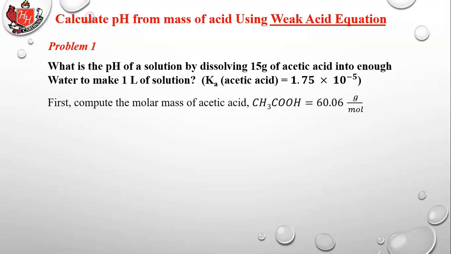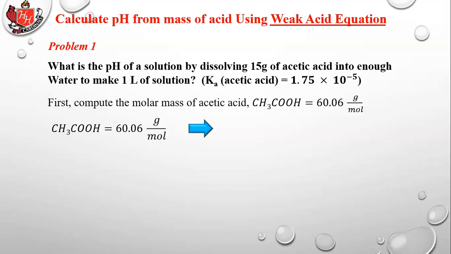So first, compute the molar mass of acetic acid. Okay, and I didn't do that explicitly here, but you have 2 carbons, you have 4 hydrogens, and you have 2 oxygens. Go to your periodic table, get the molar masses of those, and you add those up. You get 60.06 grams per mole. So there it is right there for acetic acid.